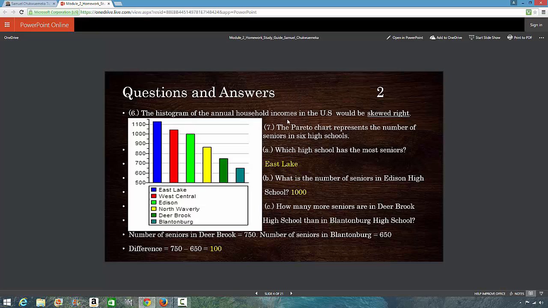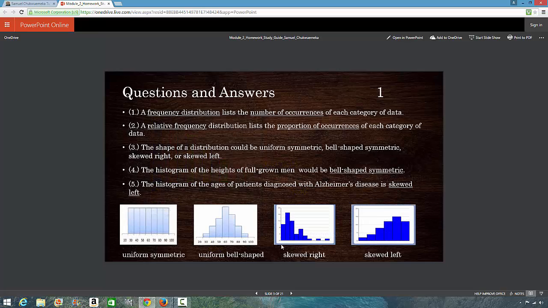If you look at the annual household incomes in the US, skewed right. Well, you might say that this is skewed right. As the economy is yet to improve, the economy is not where it is now. I mean, there is so much inequality gap now. We have so much inequality gap. I will explain that later on.